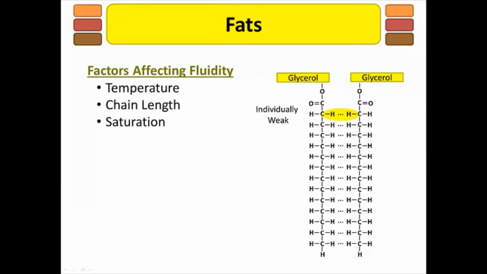A single pair of attracted hydrogens would be easily broken, but when this type of van der Waals interaction occurs at multiple points along an entire hydrocarbon chain, it creates a significant holding power between the two molecules. Disrupting the number of interactions that can occur between fats increases their ability to separate from each other and increases their fluidity. We will discuss three properties that alter the effect of fluidity on fats: temperature, chain length, and saturation.